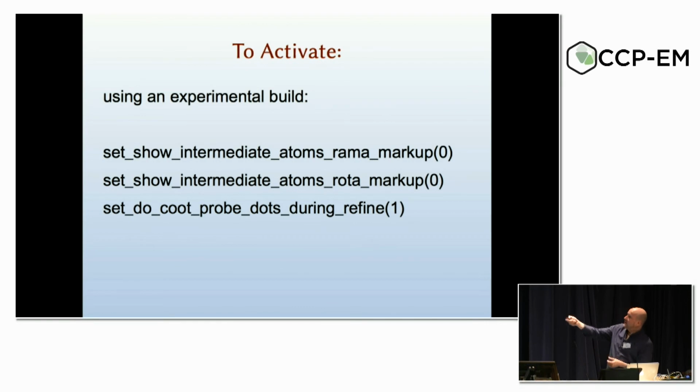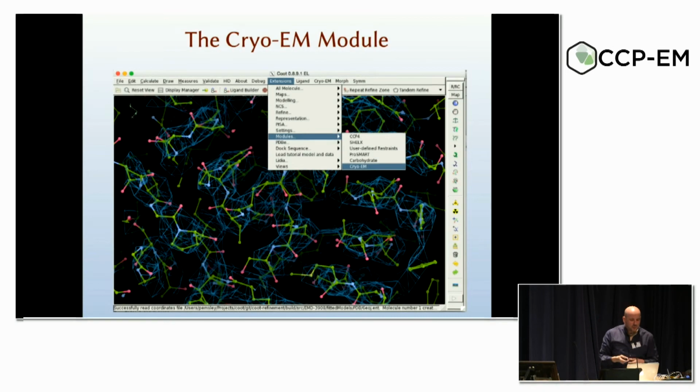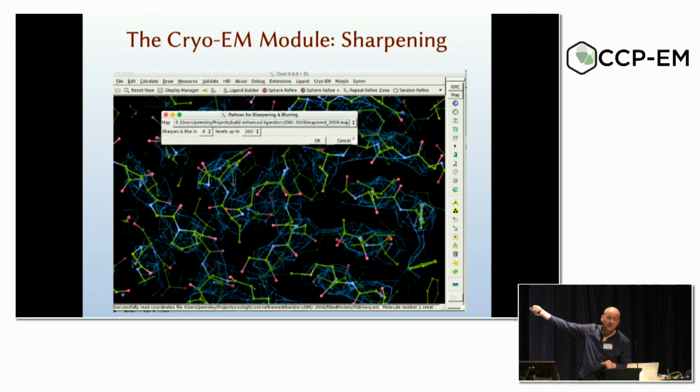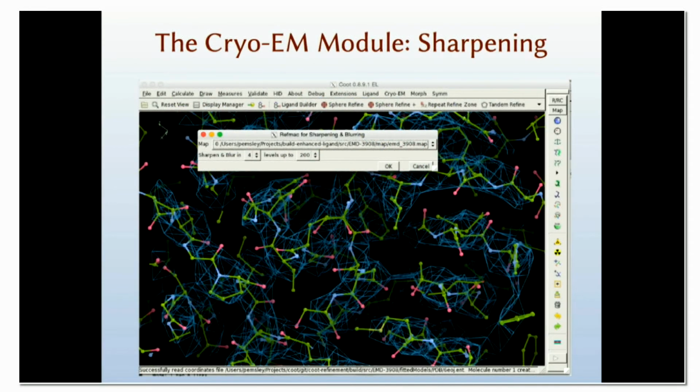To activate these things, you set show intermediate atoms Rama markup to 0. That means I've turned it off. Put 1 there to turn it on. We can find some things that are new for Cryo-EM in the extensions modules, Cryo-EM. It's got some new tools in it, including this one, which was suggested by Ian.